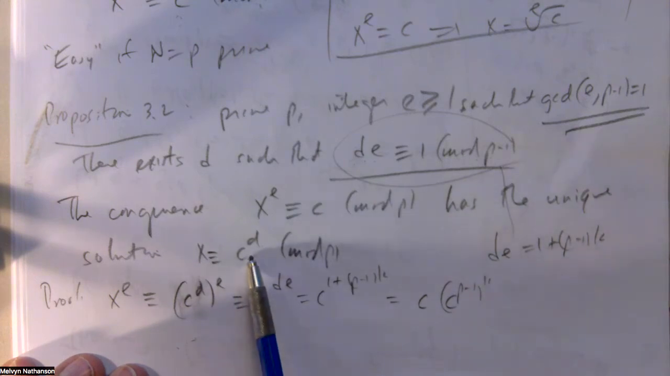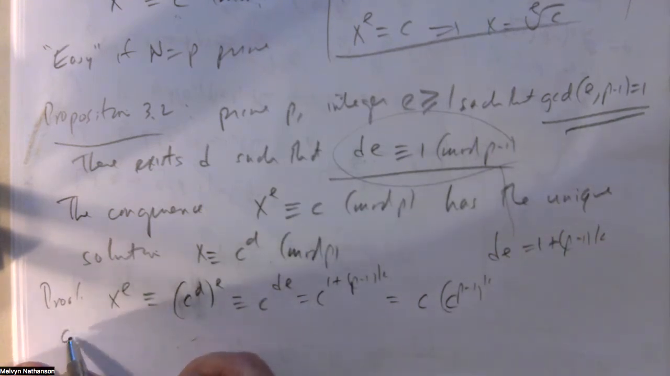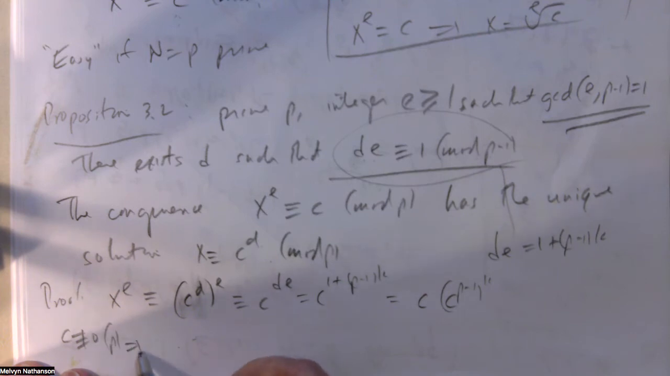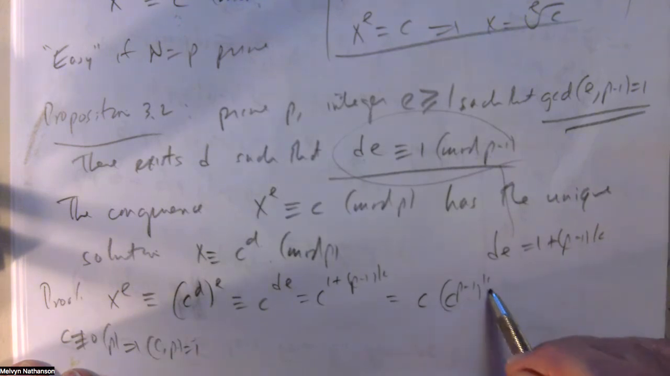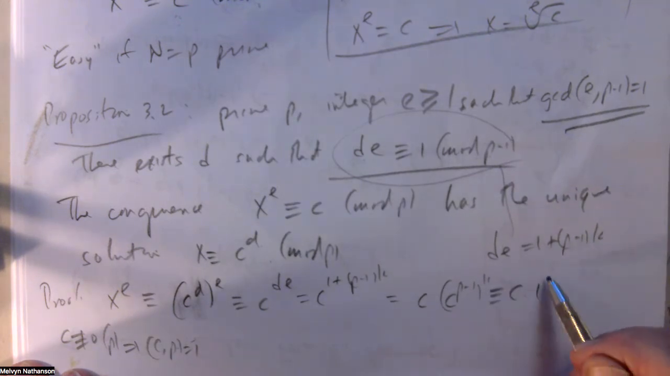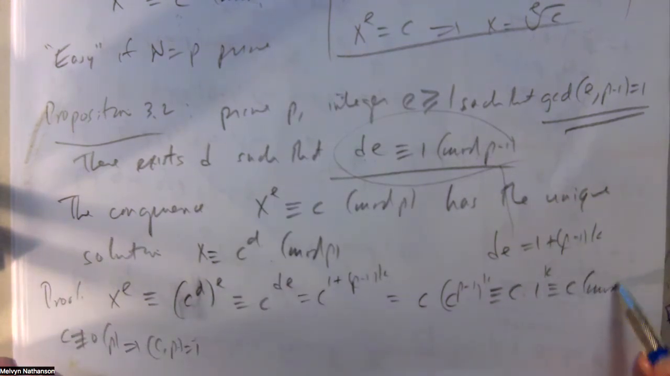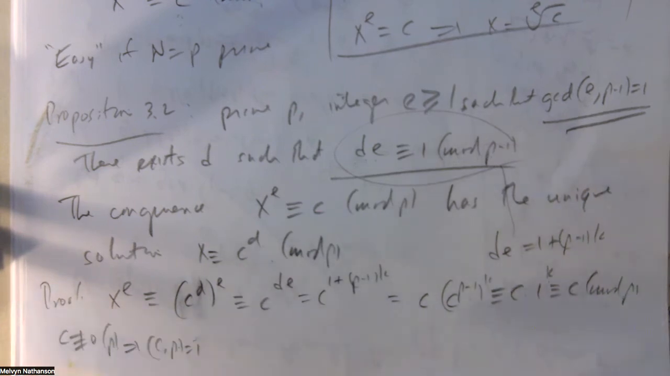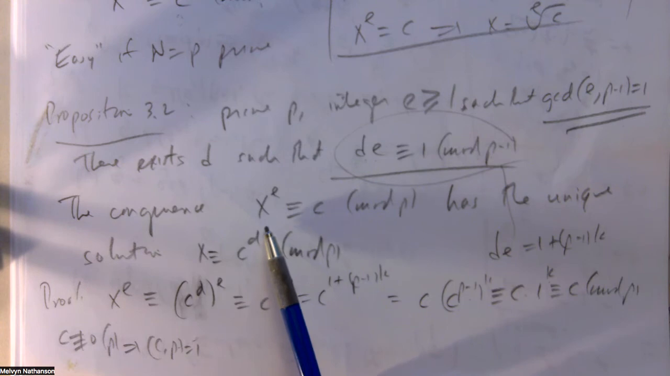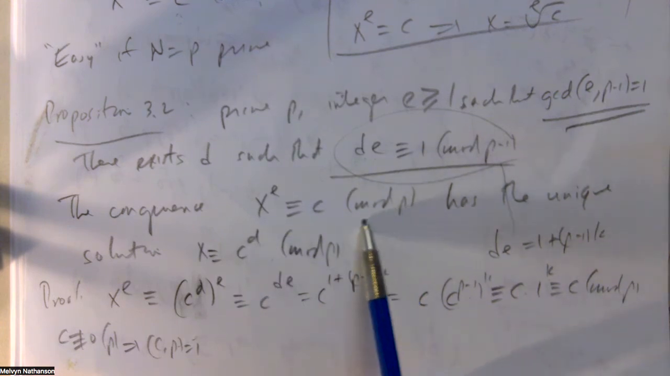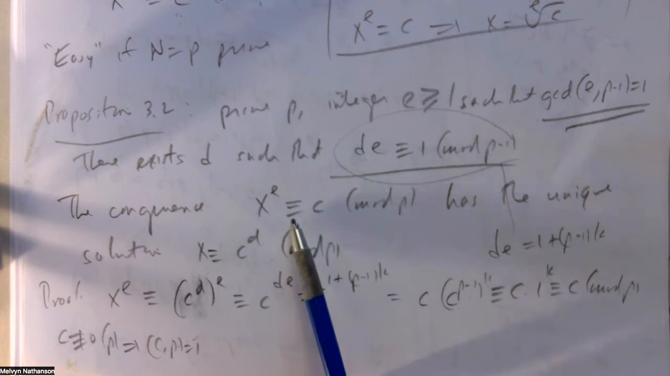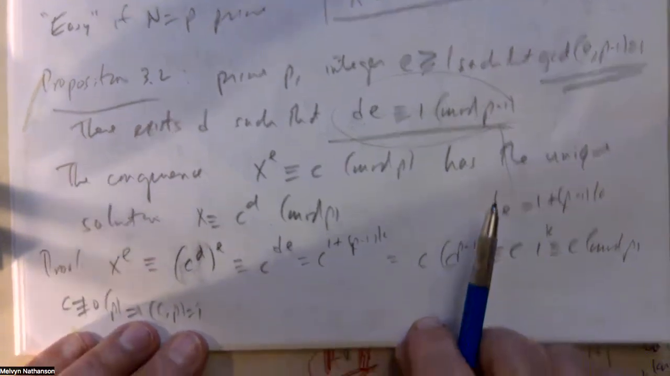Now, of course, if c were 0 mod p, x would be 0. So if c is not 0 mod p, that means c and p are relatively prime. So c to the p minus 1 by Fermat's little theorem is congruent to 1 mod p. 1 to any power is 1. This is c mod p. So if p is a prime, this congruence has a solution, and the solution is c to the d. And I can also show that it's unique.